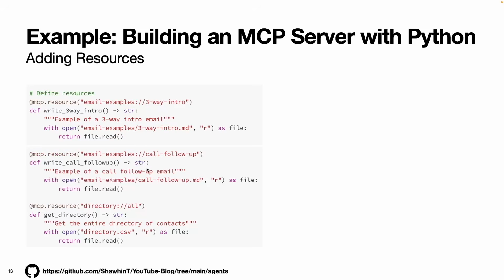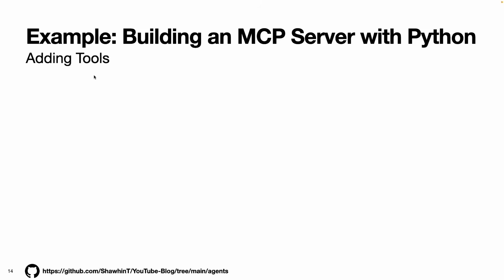And then in a similar way, we can give it access to another email template called call follow-up. This is the same exact code, just swapping out the URI and the file path that we're accessing, and then doing the same thing for this directory all URI. This will open up a CSV file, which is filled with contact information. Finally, we'll add tools. Here I'll just add one tool, and it will be one that'll allow any AI application to write email drafts directly to my Gmail account.